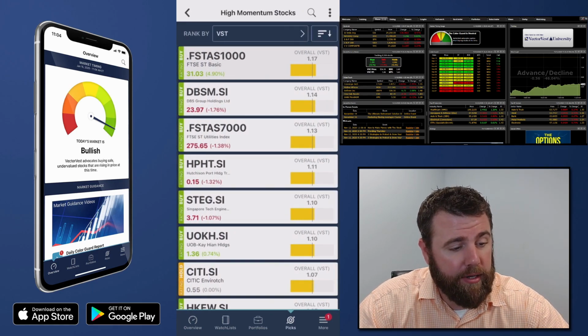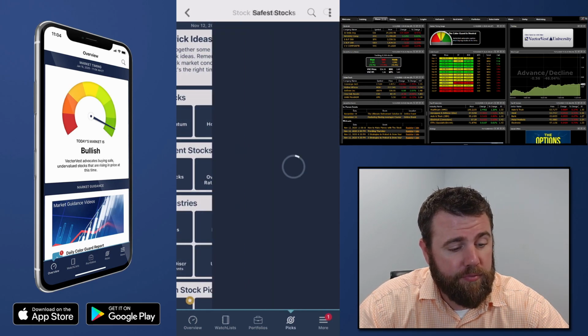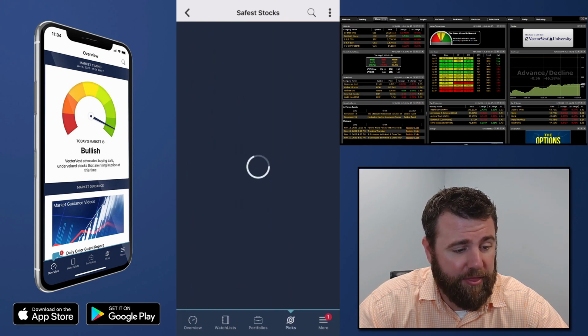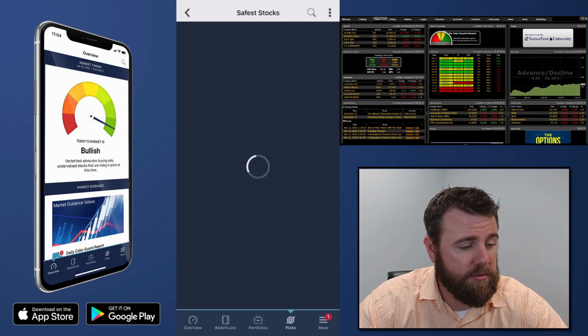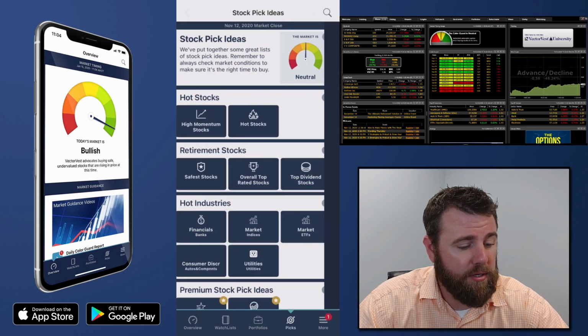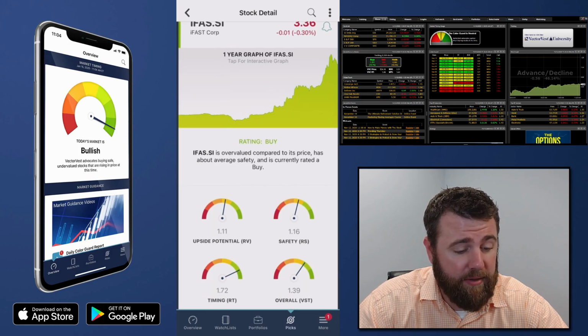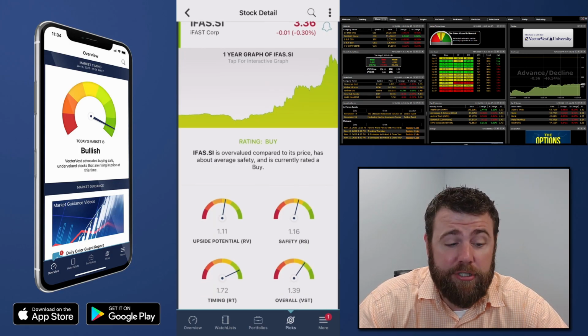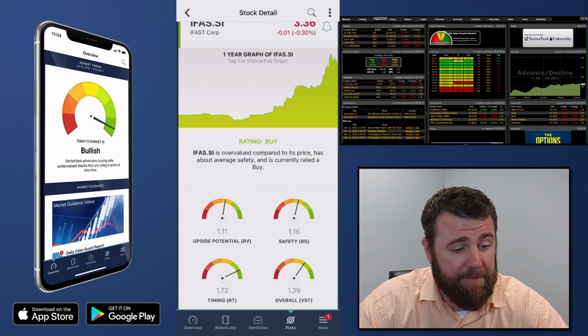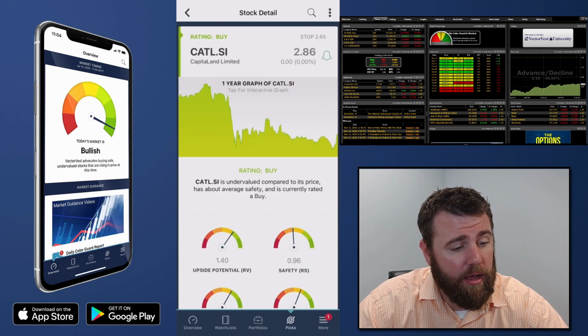All right, we go take a look, go back. Look at the safest stocks, see if there's anything that looks different here. Taking a second to load. There we go. All right, so IFAS, looking at the safety, 1.16. Definitely safer than the average stock in the database, so definitely a good one to look at.